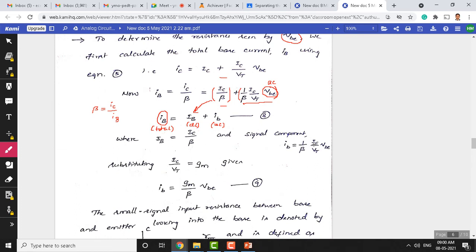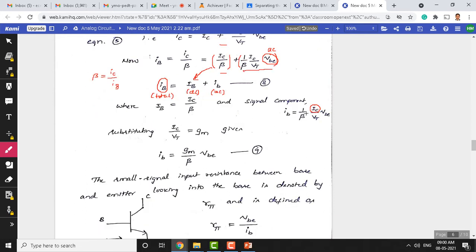Since here we have IC, this is the DC collector current, and here we can substitute that, and we can simplify for this. So what will be the IC by VT? This can be substituted as GM, so that this total term here. So the final expression for base current is GM by beta into VBE.